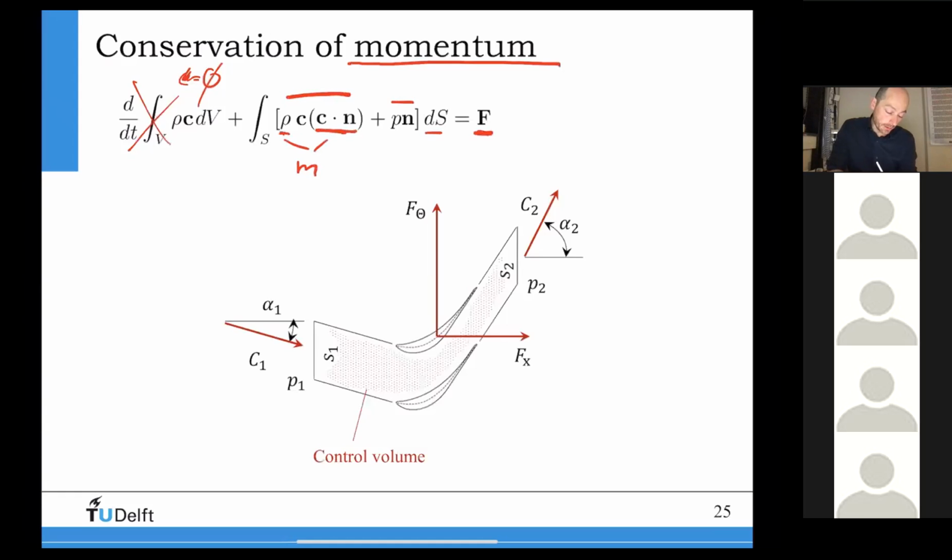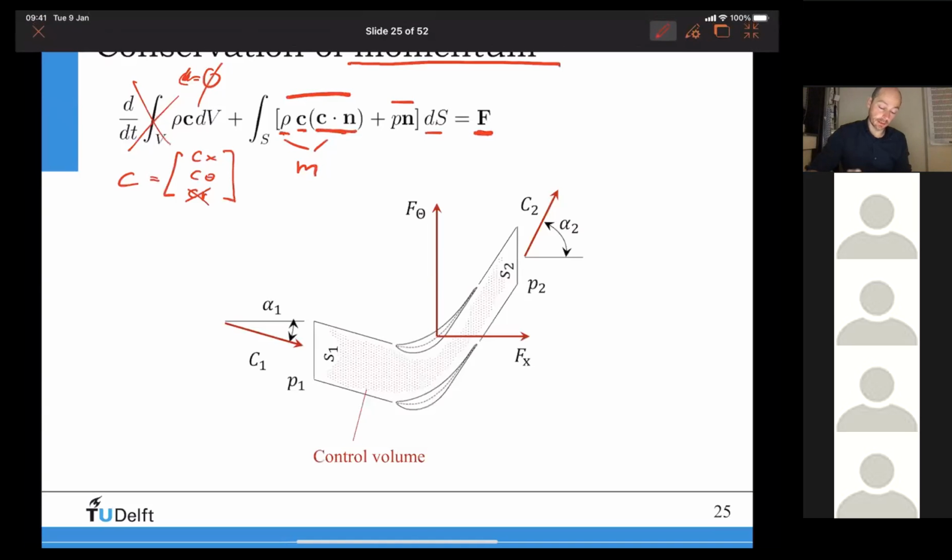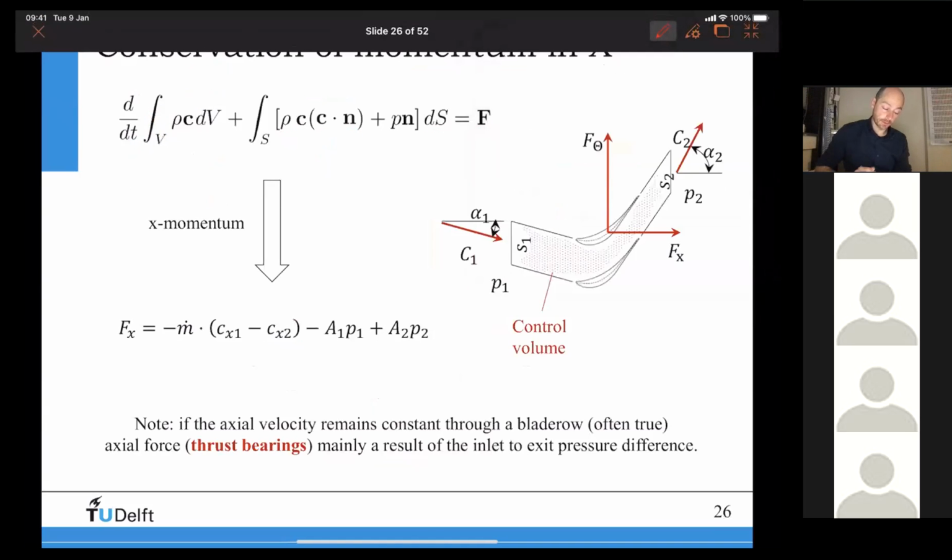And C is a vector, and C has three components. C is equal, in this case, to Cx, C theta, or Cr and C theta. Cr is equal to 0 because we say that we have no radial velocity. We only have velocity in x direction and theta direction. Then these are two vectors, which means that I can make the momentum equation here now for two directions, for the x momentum. Okay, so I take this equation and I write it down for an x momentum, and then you see this here. This is the final result.